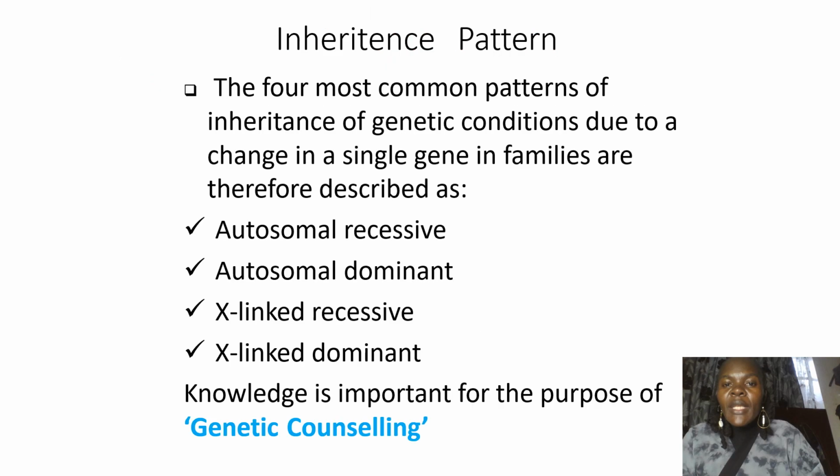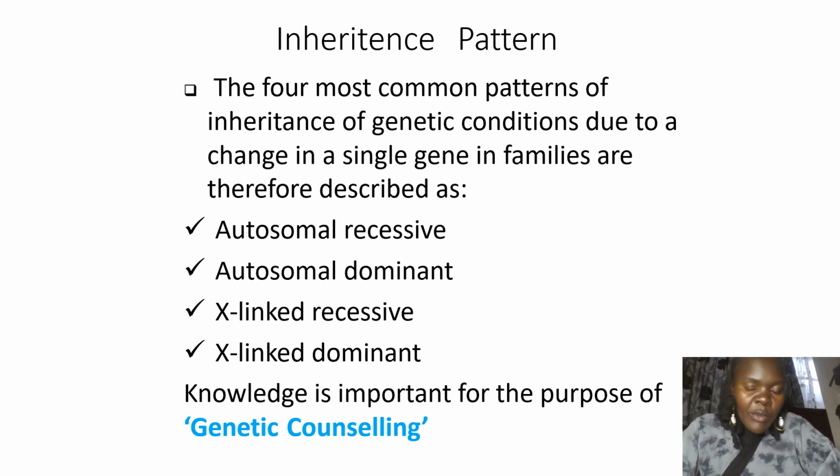So it's either autosomal or sex chromosomes, and then the allele for the disease is either dominant or recessive. By combining the chromosome and the allele responsible for the disease, dominant or recessive, we have the inheritance patterns: autosomal recessive, autosomal dominant, X-linked recessive, and X-linked dominant.